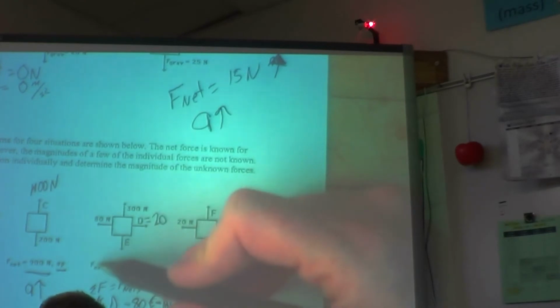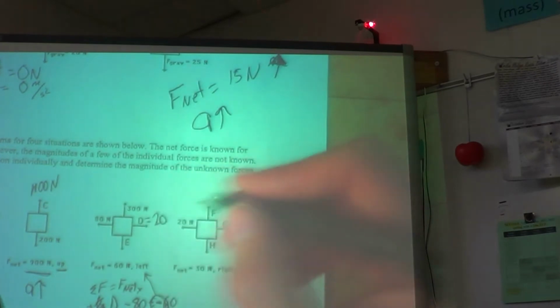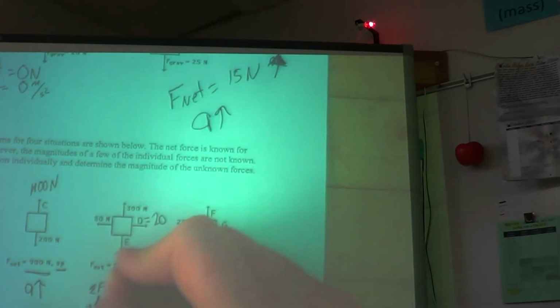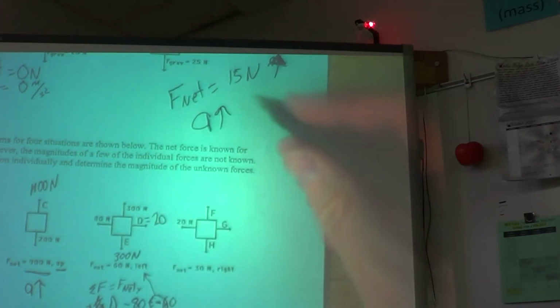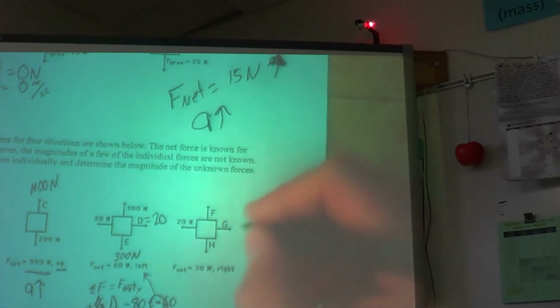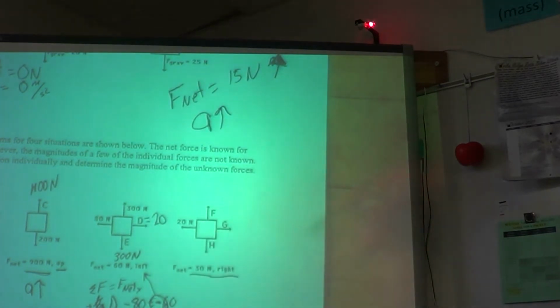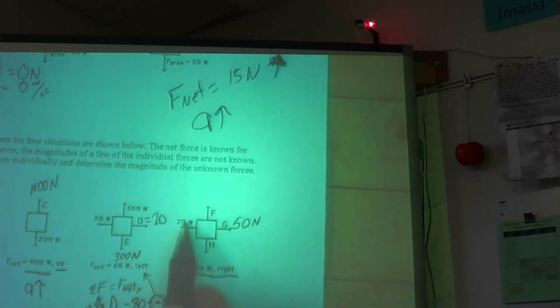If I have an F net to the left, what's true about my ups and my downs? Balanced or unbalanced? So therefore E has to equal 300 newtons down, because up 300 minus my down 300, that's the E to add up to 0. If my F net is 30 newtons to the right, which one's bigger, my rights or my lefts? How much bigger are they? 30. So G is going to be 50 newtons. Add my rights, subtract my lefts, are going to give me 30 to the right. It'd be a positive 30.